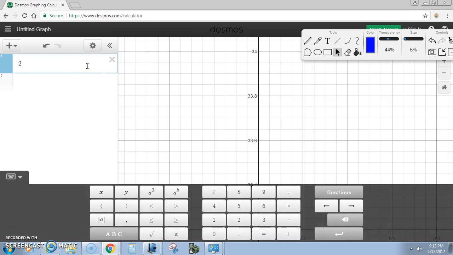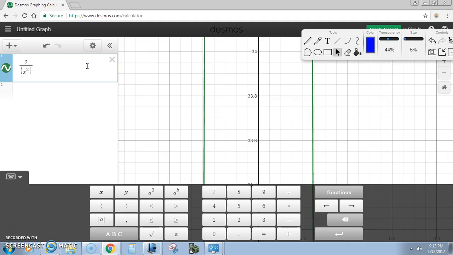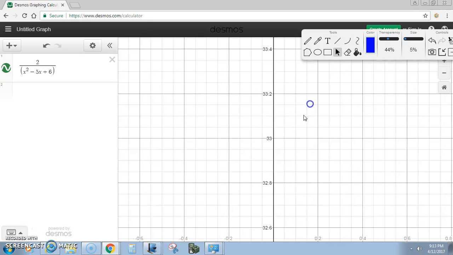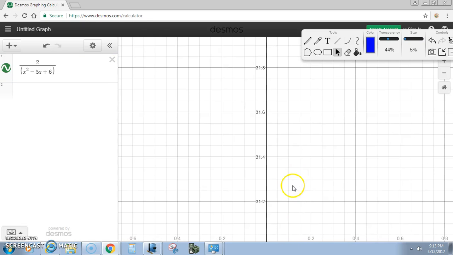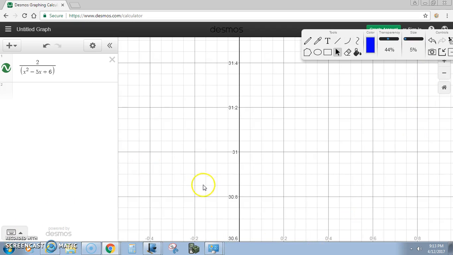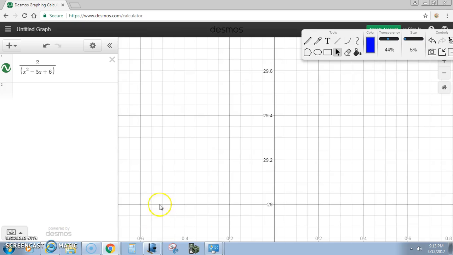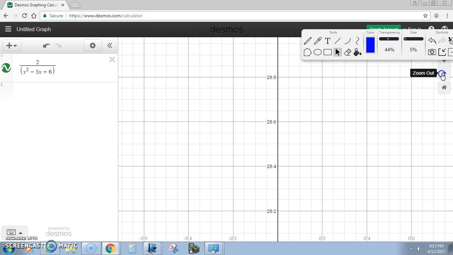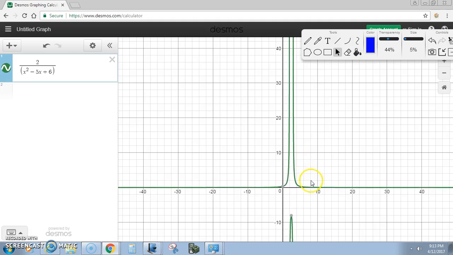We have 2 divided by, and I'm going to put it in parentheses, x squared minus 5x plus 6. Okay, let's see what that looks like here. Let's find my 0. I kind of messed this picture up from the last time we were here, didn't I? Let's see. There it is.